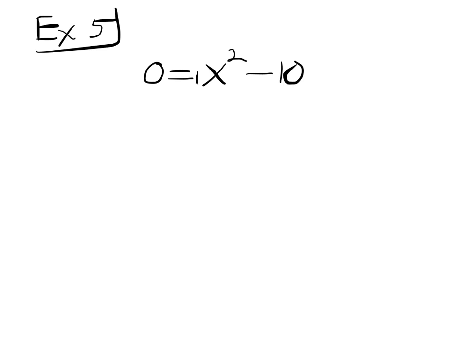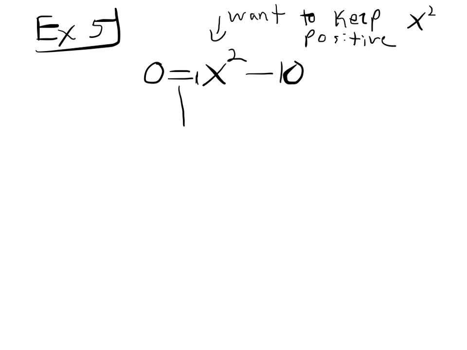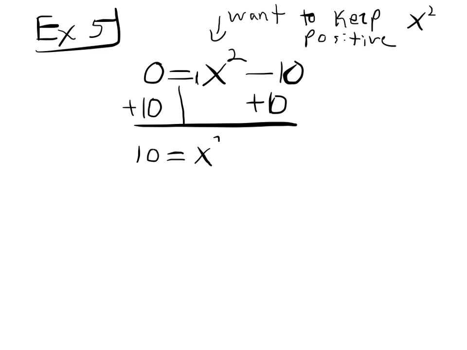Now, make this note: we want to keep the x squared positive. Right now it's already positive, so we don't want to move it to the other side because that would make it negative. But we do have to get this x squared by itself. So how do we do that? We need to move this negative 10 to the other side by adding 10 to both sides. So that leaves me with 10 is equal to x squared.